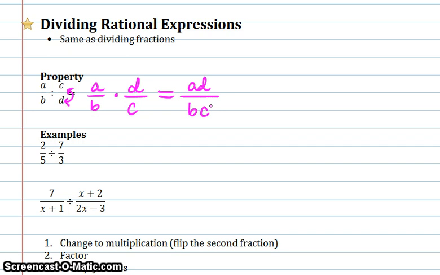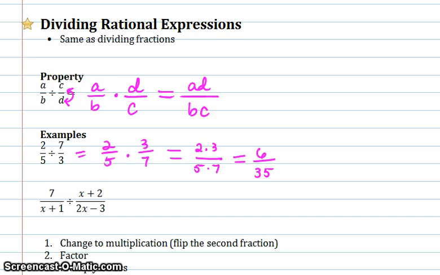Okay, so here's the simplest example we could possibly think of, is if we have two fractions like 2/5 divided by 7/3. Okay, that's the same as 2/5 times 3/7. Okay, and then we take 2 times 3 over 5 times 7. Notice they don't have any common factors, so we can't simplify. If they did have common factors, we'd cross them out right then. And then we can multiply this. So this is 6 over 35, and that's our final answer.